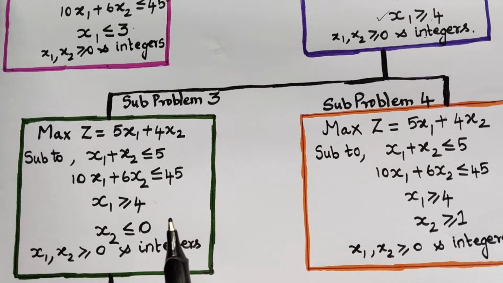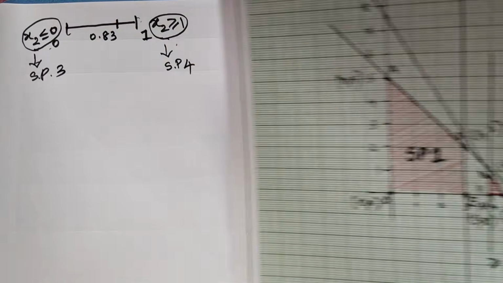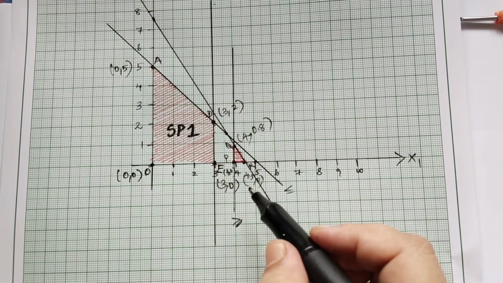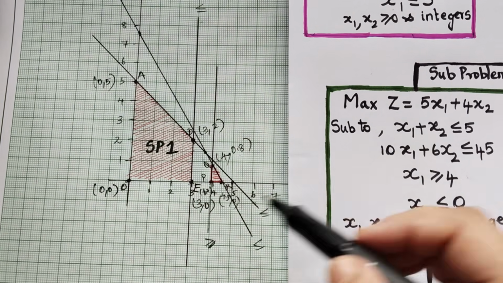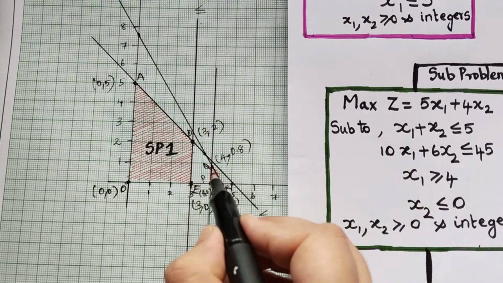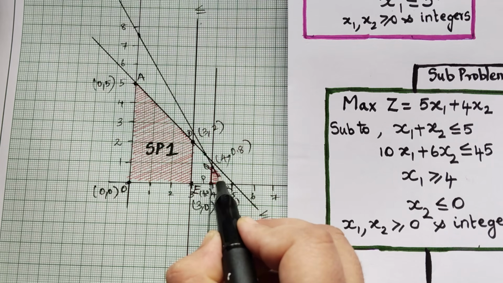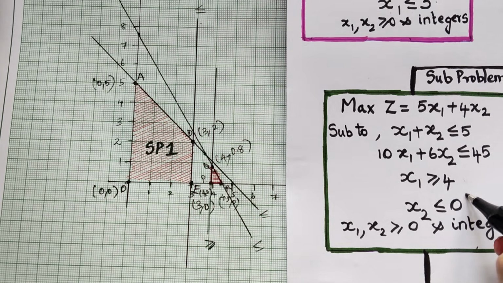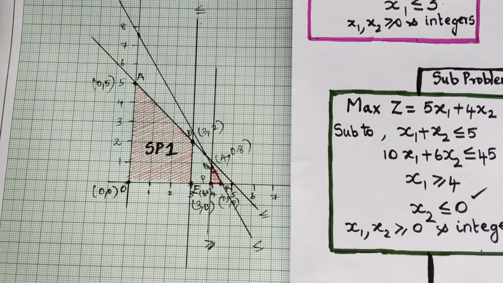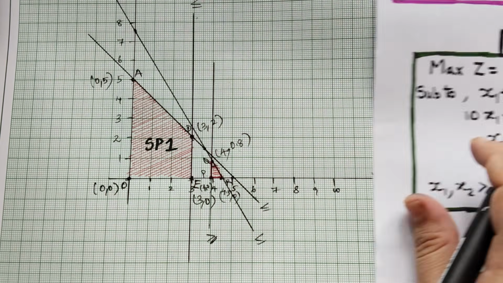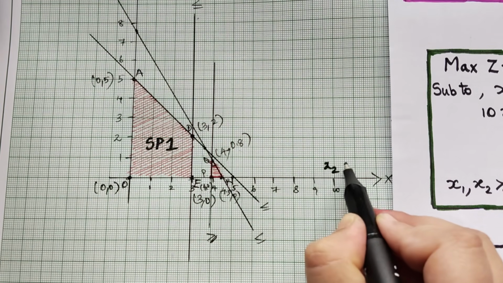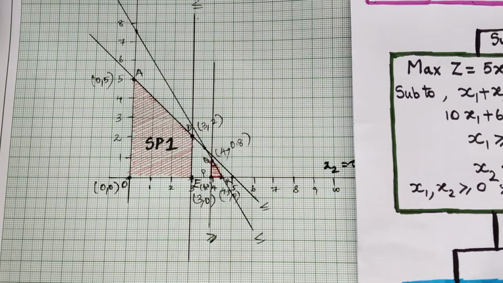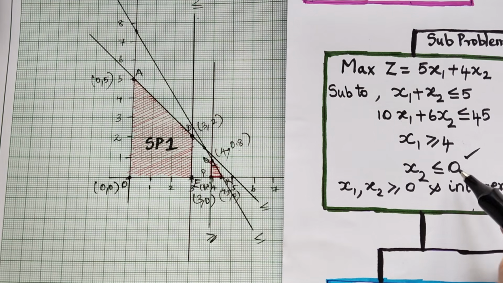Now let us draw the graphs for this and let us find the solution. I will show that to you in the graph that we already have. So now this is subproblem 3. These two constraints we have already drawn, and x1 greater than or equal to 4 gives us this region. Now adding this constraint to it, x2 lesser than or equal to 0. Now first of all, what is x2 equal to 0? It is the axis x1. So this line is x2 equal to 0. Now here the constraint is x2 lesser than or equal to 0.